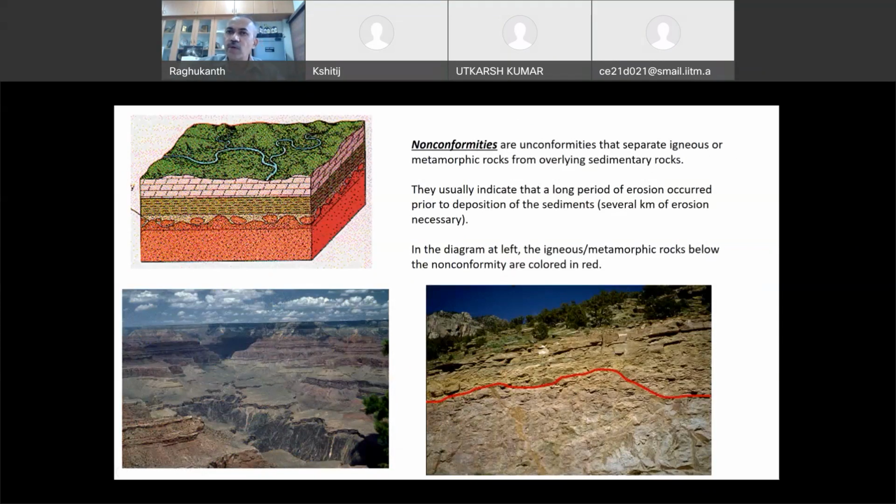What does it tell? Something must have happened, something extraordinary. Excellent. So something extraordinary, because everything has to be continuous. Okay, nonconformity itself is something like a discontinuity kind of thing.